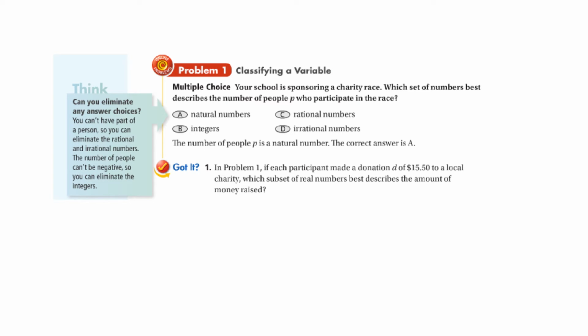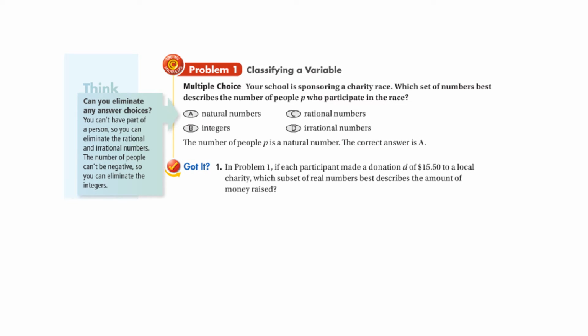Looking at problem 1, classifying a variable. Your school is sponsoring a charity race. Which set of numbers best describes the number of people P who participate in the race? So we want to pick which set of numbers best describes it. Since the number of people is going to be like a counting number, 1 person, 2 people, 3, 4, and so on, our best answer is A, our natural numbers. Now I'd like for you to do problem 1.